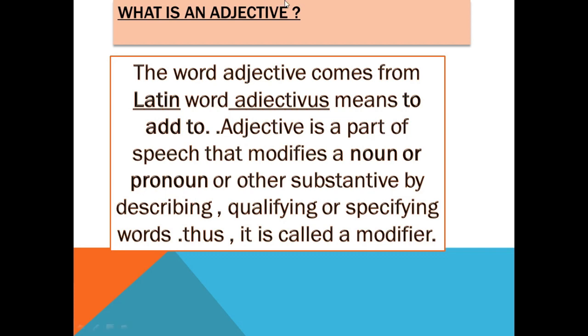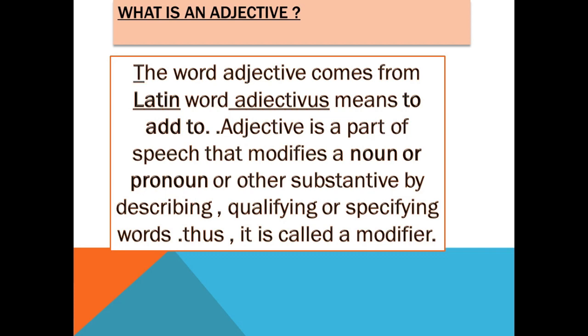The word adjective comes from the Latin word adjectivus, meaning to add to. An adjective is a part of speech which modifies a noun or pronoun or other substantive by describing, qualifying or specifying words. This is also called a modifier. An adjective most commonly modifies a noun or pronoun.